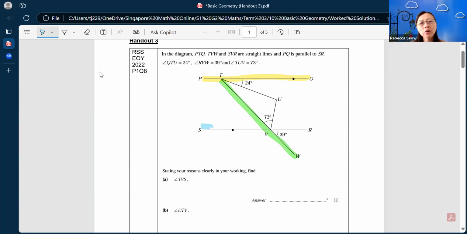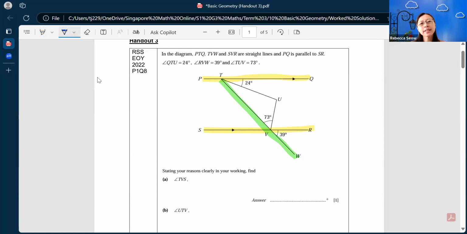I am going to use yellow highlighter for line SVR because we have a pair of parallel lines. It's told to us that PQ is parallel to SR, which means that there are special angle properties that we can make use of. Since TVW is a straight line, that's a transversal. Now, knowing all these, state your reasons.